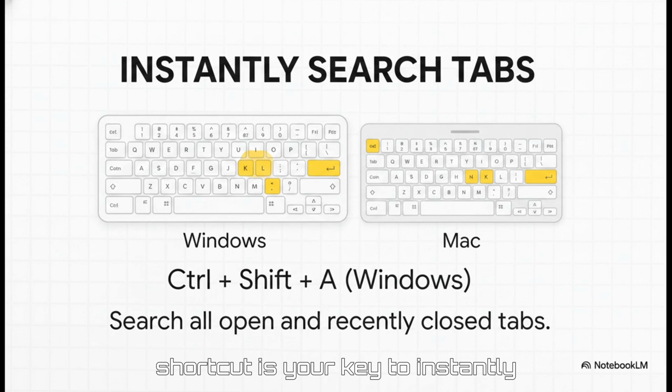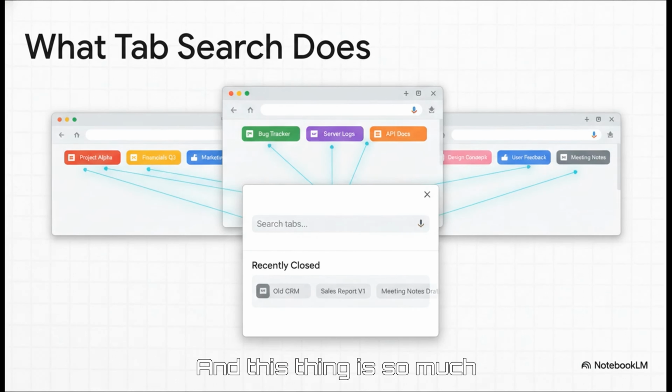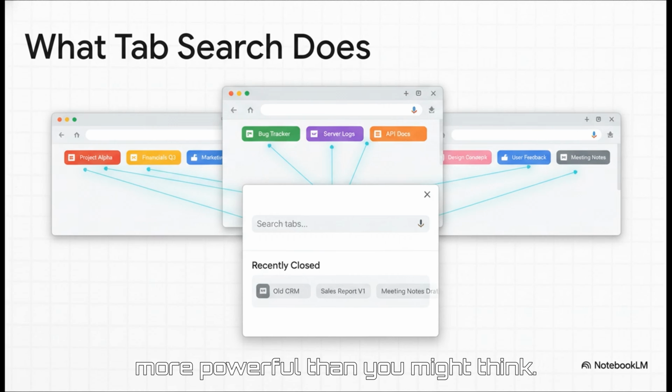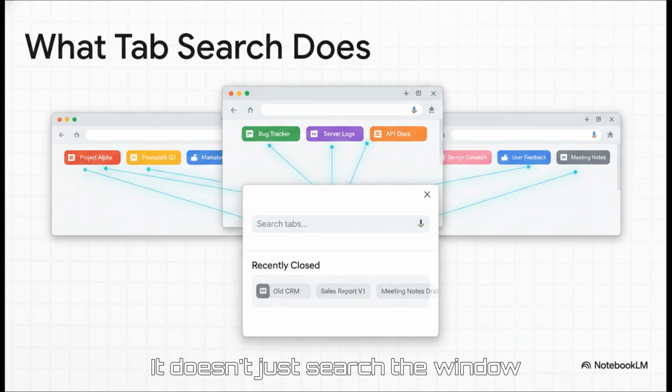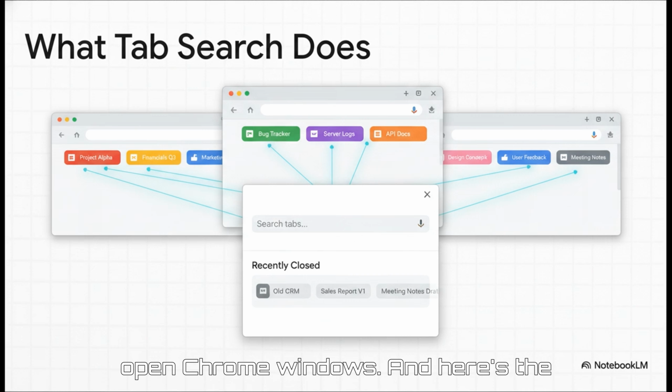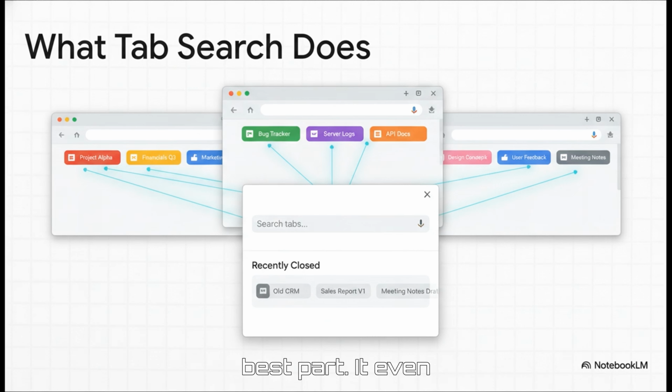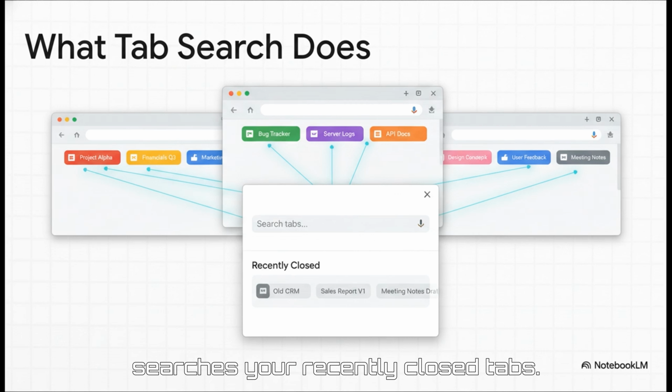This one shortcut is your key to instantly finding anything across your entire browser, no matter how bad the tab situation has gotten. And this thing is so much more powerful than you might think. It doesn't just search the window you're in. It searches every single tab across all of your open Chrome windows. And here's the best part. It even searches your recently closed tabs. So it's a safety net. If you accidentally close that one critical document, you can find it and bring it back in seconds.